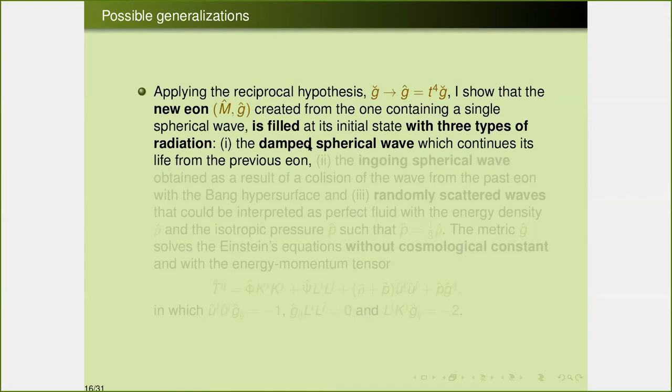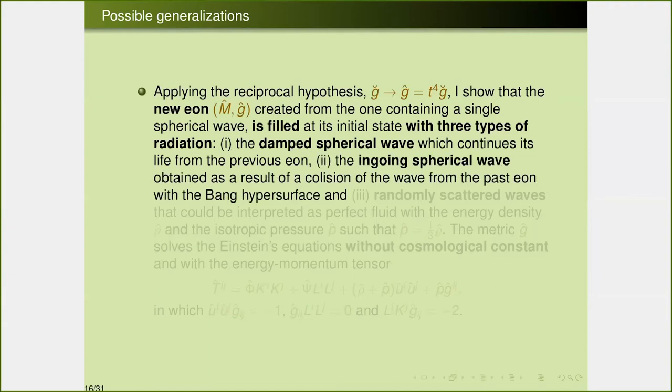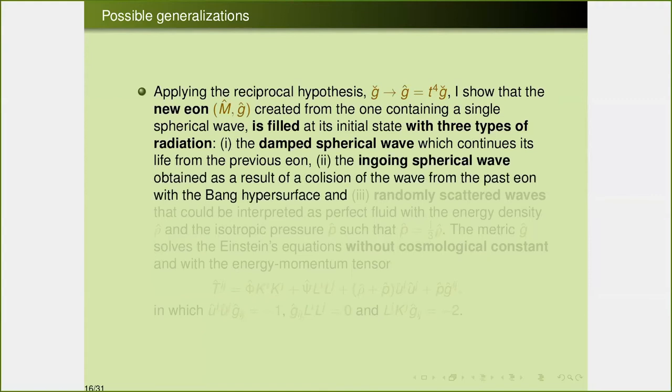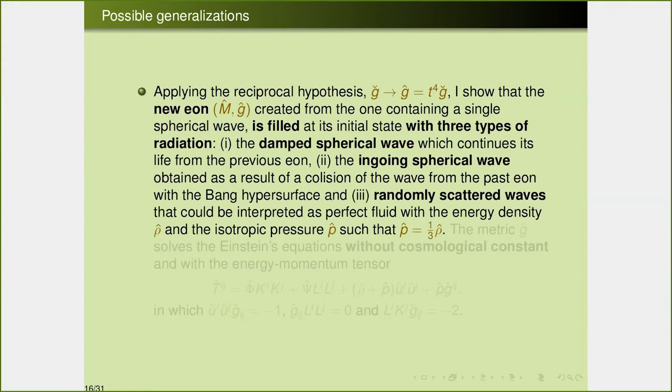What is a bit more surprising to me is that at this wand, because it just hits the thing, there will also be part of this outgoing wave which starts to focus now. So there will be another ingredient of the spherical wave just going to focus. And as the third part of the energy momentum tensor which I find, there are randomly scattered waves that could be interpreted as perfect fluid with energy density such that P is equal to 1/3 rho.